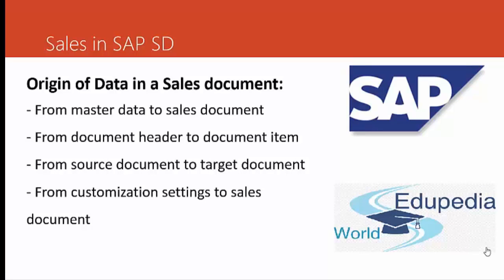Apart from the data that you entered manually or that came via an interface program, data in a sales document originates from a variety of other sources. Now we will talk about the origin of data in a sales document. First source, from master data to sales document. When you create a sales document, a majority of the information required by the sales order is automatically delivered by SAP from the master records of the customer and material number you provided on the sales document detail screen.